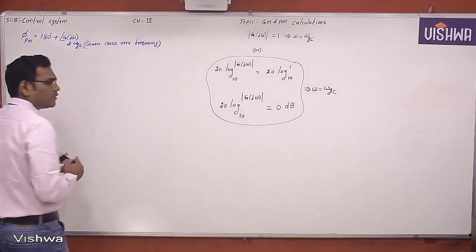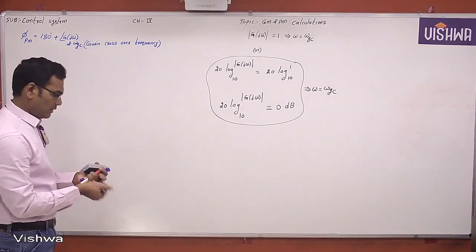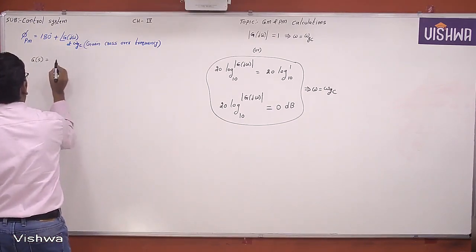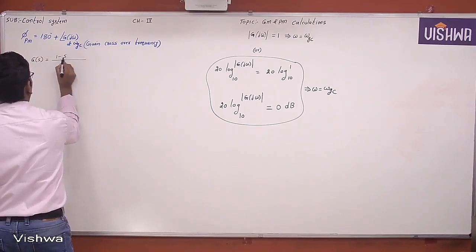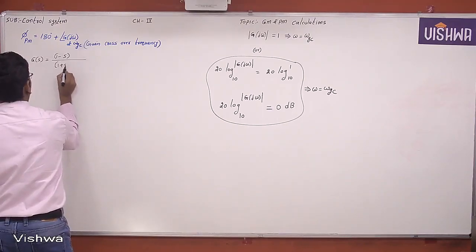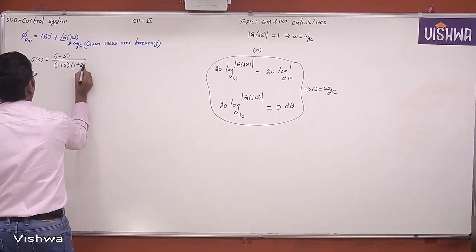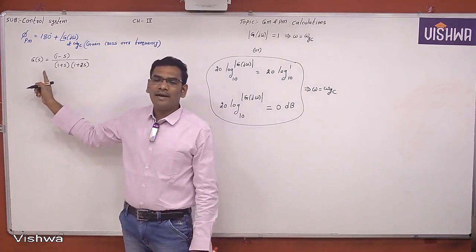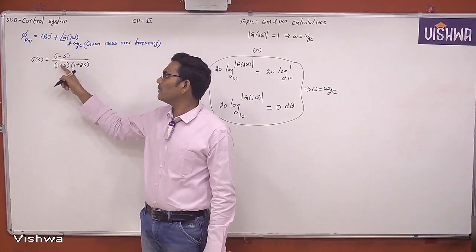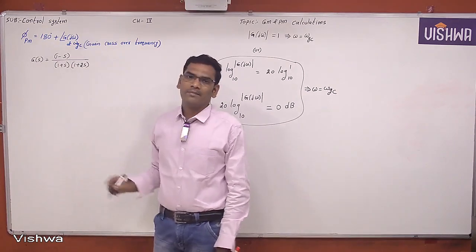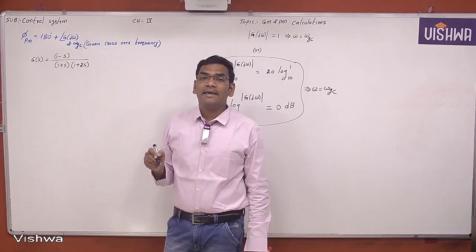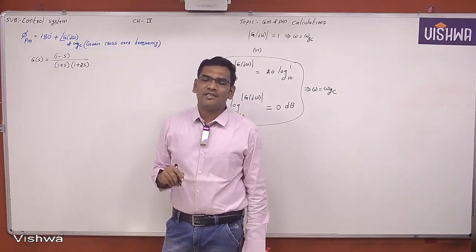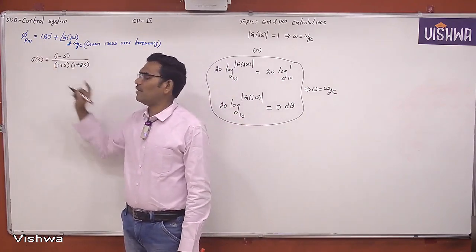Then we will solve one question so that you can easily understand. G of s equals 1 minus s by 1 plus s into 1 plus 2s. This is the open loop transfer function given to you, and he is asking to find the margin. Here it is the phase margin, but the gain margin calculations we have already completed, so we will see the phase margin calculation.